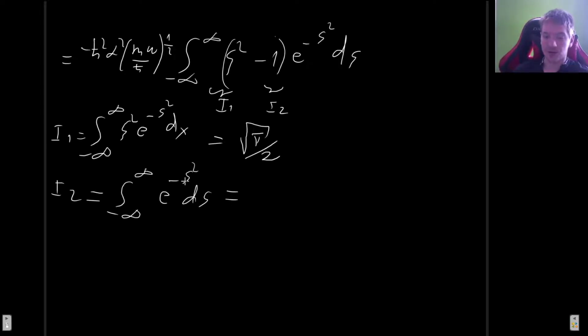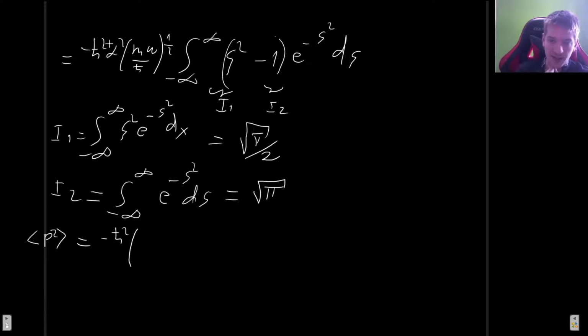And we have seen this in previous videos. As I said, its value is well known. It's just square root of pi. Okay, that's amazing. So let's just put all of this into our expression for the expectation value of the momentum squared. So here we are going to get the minus h bar squared.